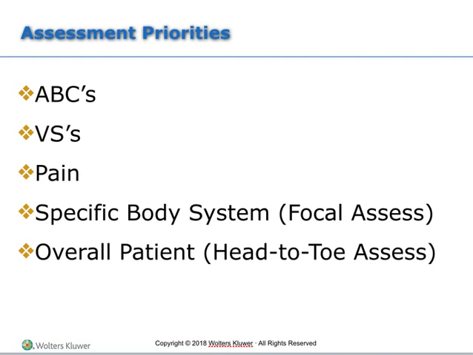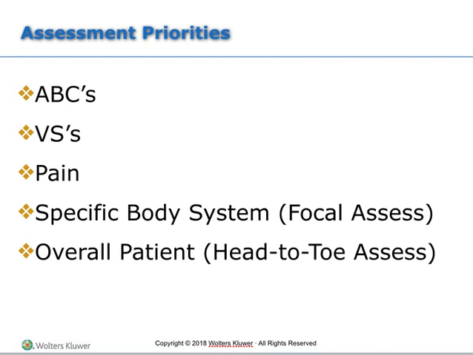If you are on a post-operative unit and you have a patient that has a post-surgical site and COPD, you would do your airway, breathing, circulation, get a fresh set of vital signs, do a pain assessment, and then you would do 2 focal assessments. You would assess the surgical site and distal to that, and you would do a respiratory assessment because we know that the patient has those 2 problems.